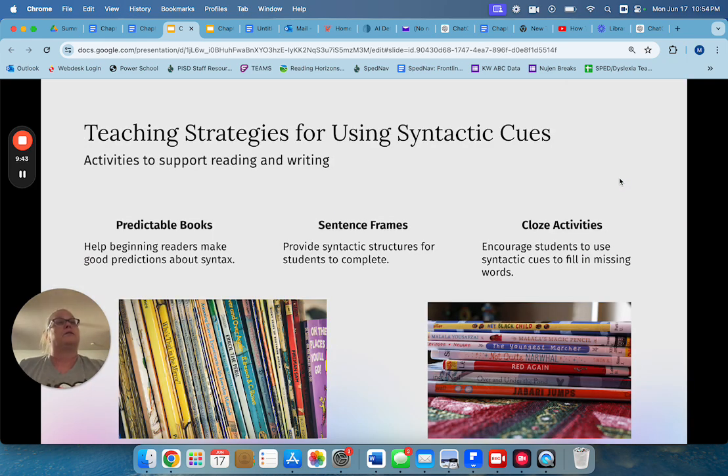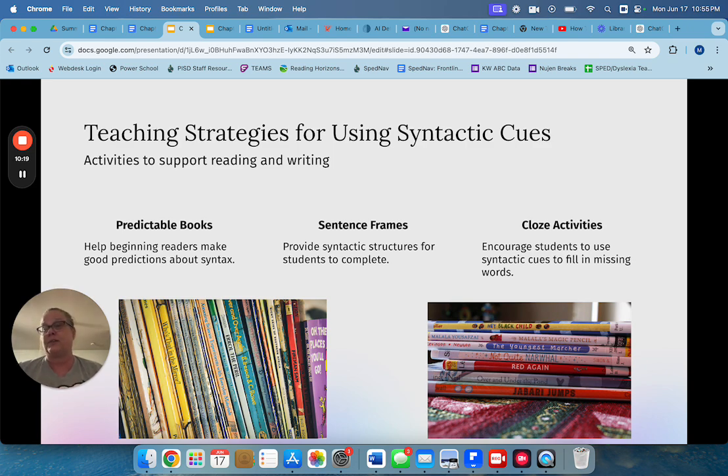Okay. So when we're looking at teaching strategies for using these syntactic clues, we've got several activities that we can use, and I'll go a little bit further on the next slide into some of the teaching strategy characteristics. But some of the big ones that were mentioned within the chapter were predictable books. And these help beginning readers make predictions about syntax with their repetitive reading.